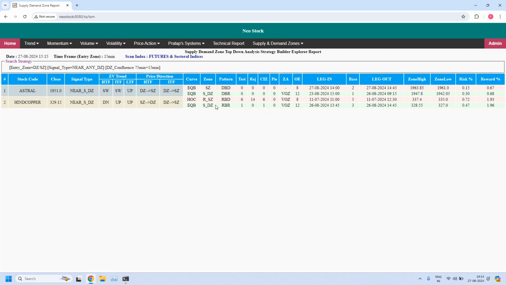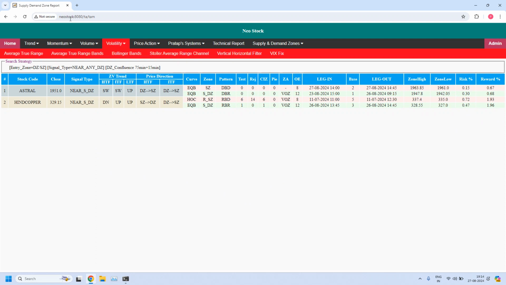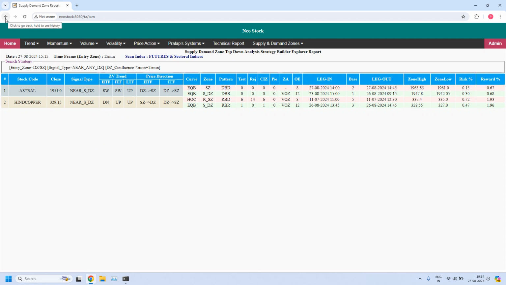Hindustan Copper is also high liquidity zone. Already a 1:4 RR is there. If you can fine-tune to 5 minute zone, you may get even more RR. Okay, let us verify out of these 2 whether anyone is having even HTF confluence.